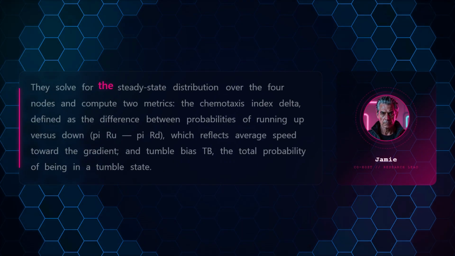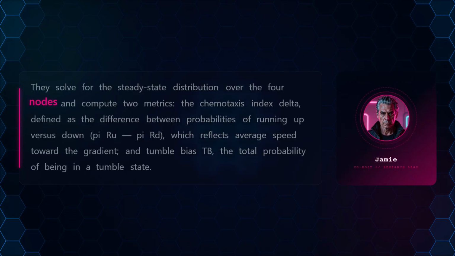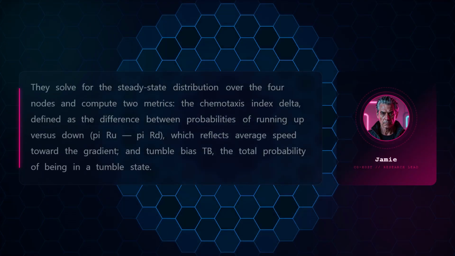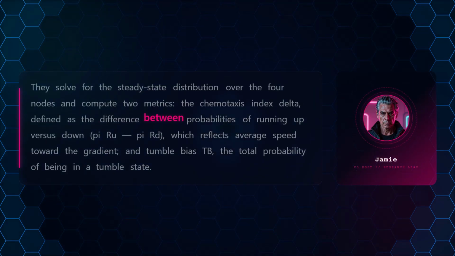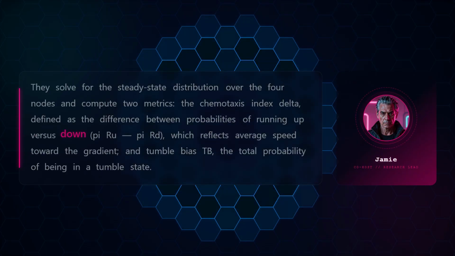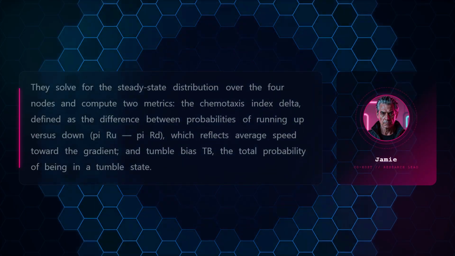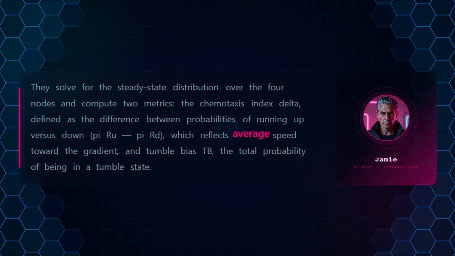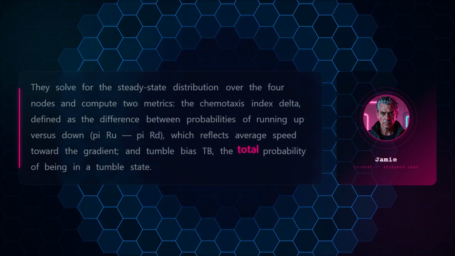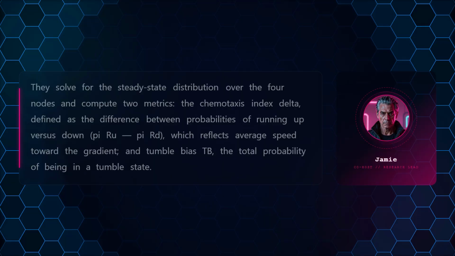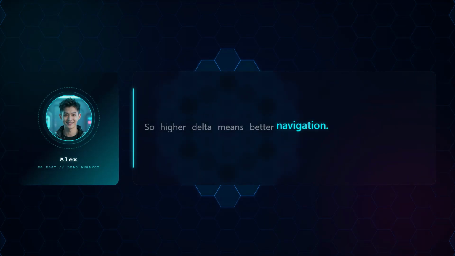They solve for the steady-state distribution over the 4 nodes and compute 2 metrics. The chemotaxis index delta, defined as the difference between probabilities of running up versus down, pi RU minus pi RD, which reflects average speed toward the gradient, and tumble bias, the total probability of being in a tumble state. So higher delta means better navigation.